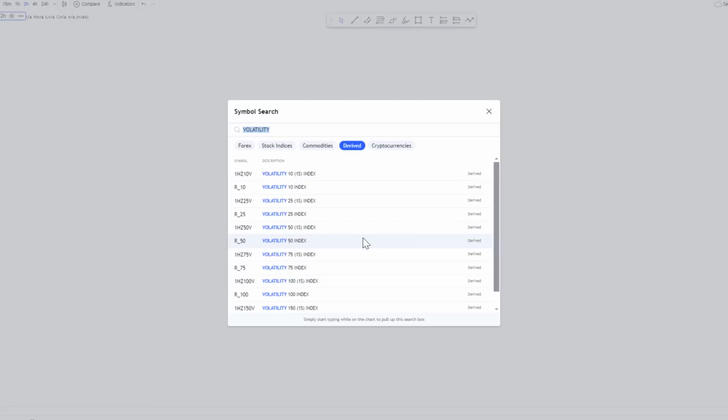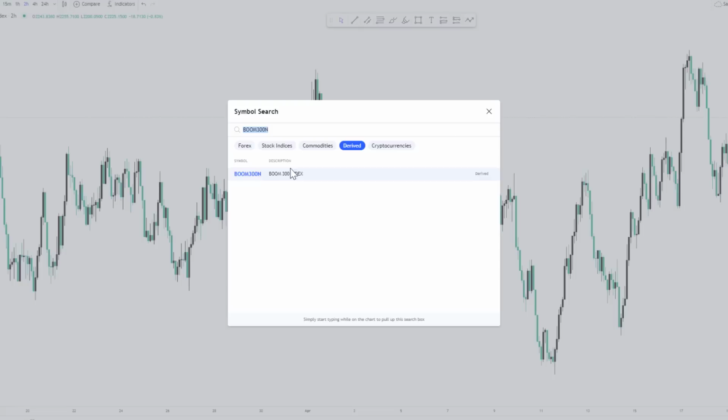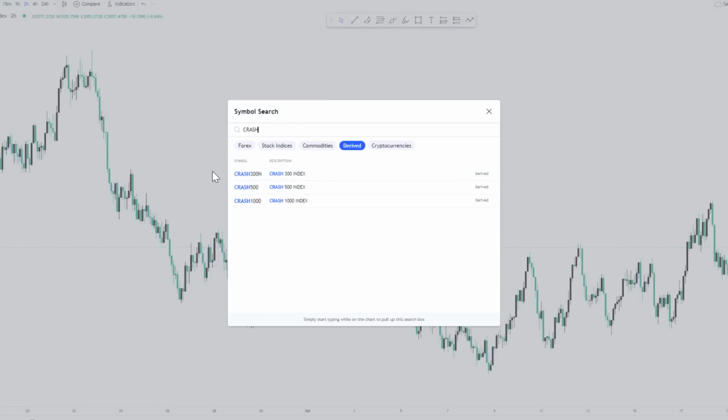You can actually still check for jump. We have jump right here, and you see we have jump index 10, index 25, index 50, 75, and we have 100. We have step index, and this is it right here, and we equally have boom and crash. So let's look at boom right now. We have boom 300, boom 500, and boom 1000. We equally have crash 300, 500, and 1000.